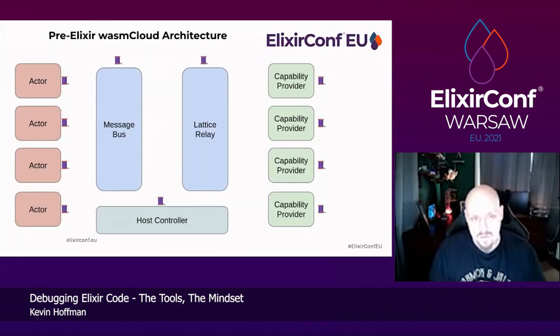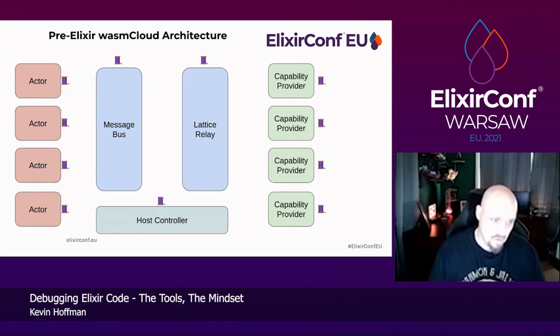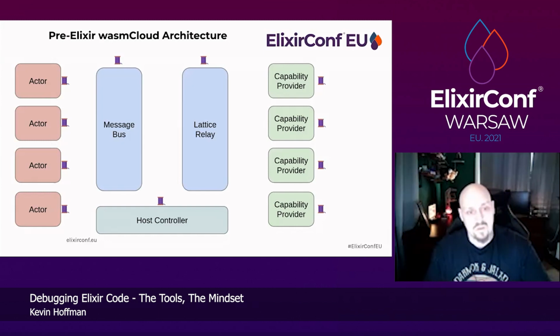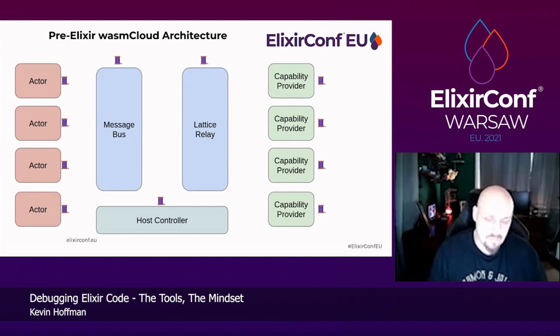So the pre-Elixir wasmCloud architecture looks fairly straightforward on paper, and essentially what we have is each actor in the system is serviced by a thread, an OS thread actually. The message bus and lattice relay are also OS threads. Host controller is a component that's responsible for creating new instances of either actors or capability providers. This is something that Elixir people will recognize pretty quickly as a supervisor. And again, each of the capability providers also has its own thread.